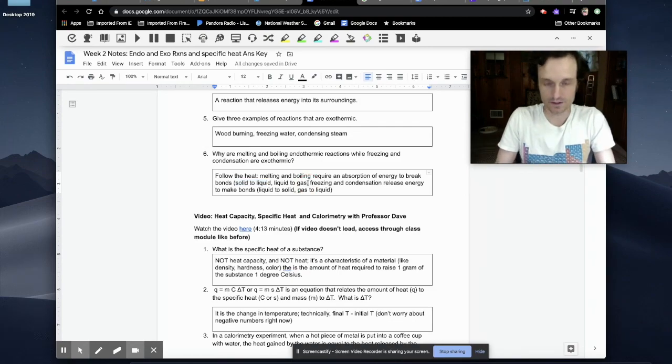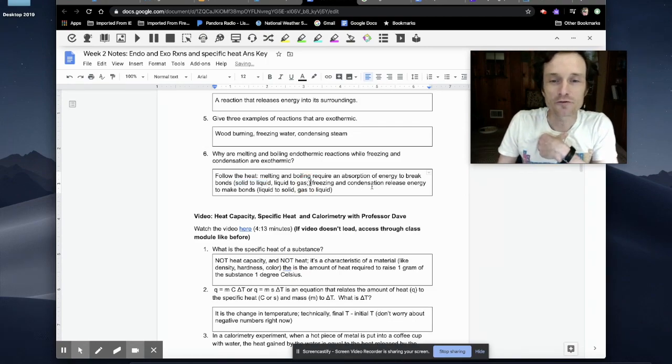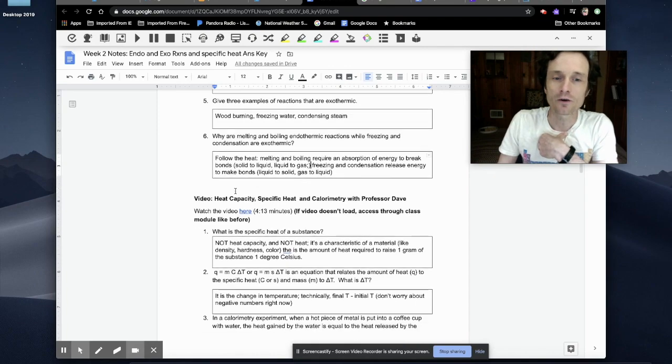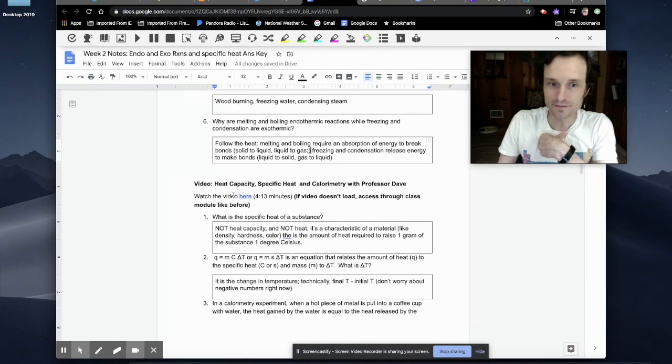Put a parenthesis in here, kind of editing as we go. Freezing and condensation are when you make a bond.